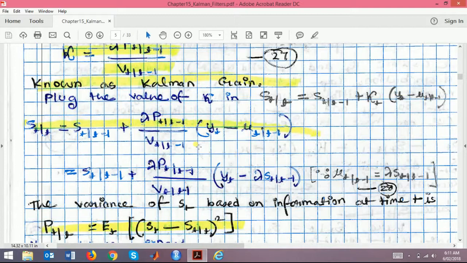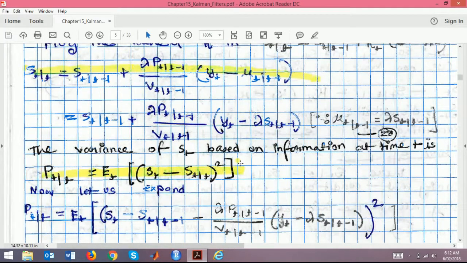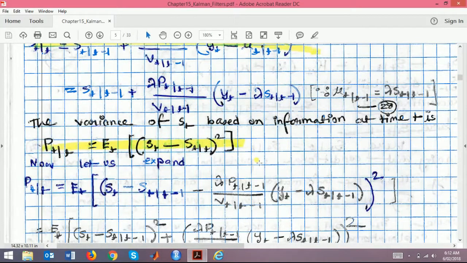Let's take the s10 to the right hand side, and it becomes s11 equals s10 plus kappa. Instead of kappa we put lambda p10 divided by v10, multiplied by y1 minus mu10, where mu10 we already know: mu1 equals lambda s1. We also know our variance p1 equals s1 minus s10 squared.